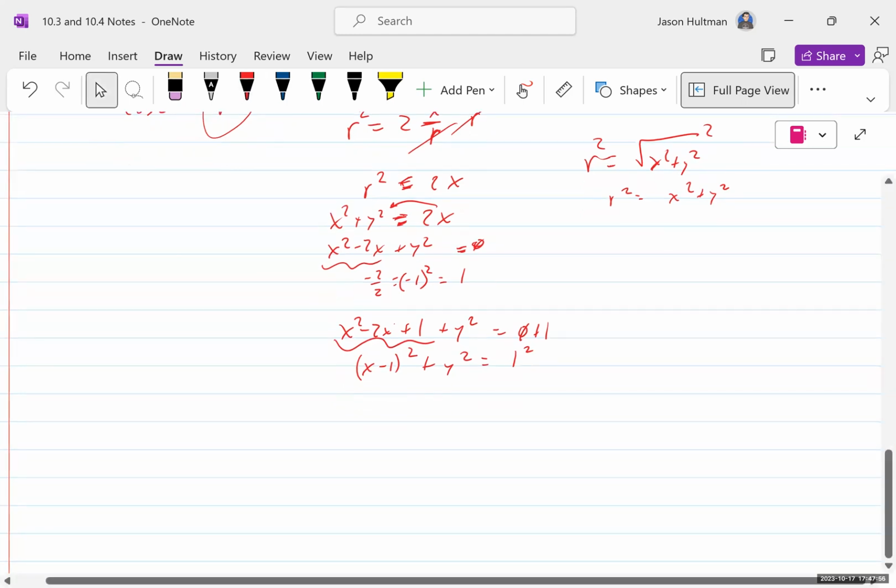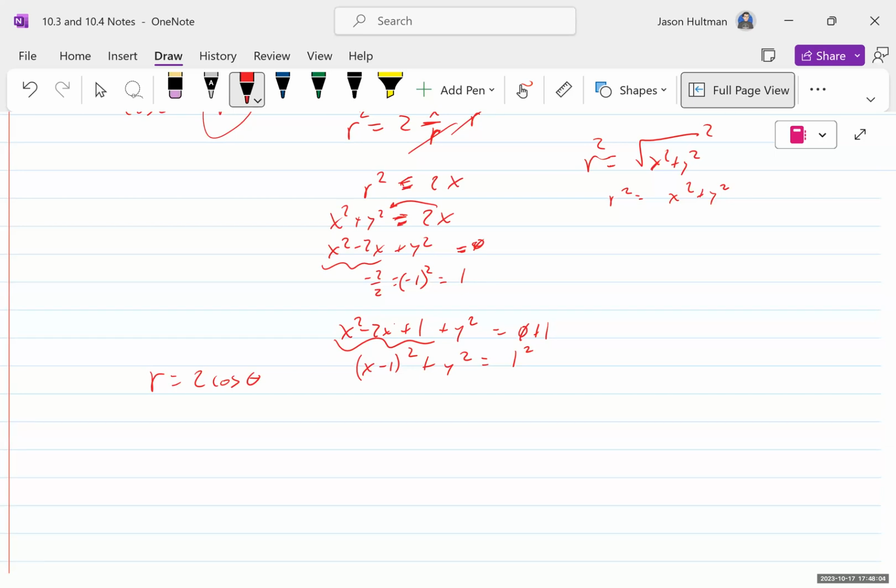And what does this tell me? This tells me that r equals 2 cosine theta in polar coordinates is the same thing as the equation of a circle in rectangular coordinates. And where is that circle located? That circle is located at center 1, 0. And what's the radius? Radius of 1. So we do end up getting the exact same graph. Whether we use polar coordinates or rectangular coordinates, the shape that's drawn is exactly the same.